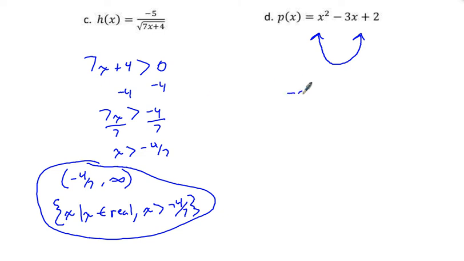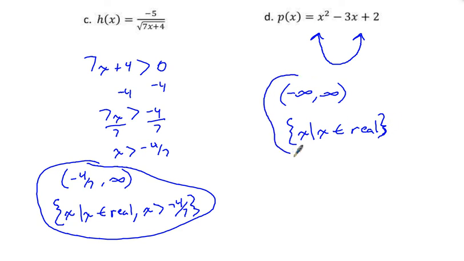Since all real numbers is the answer, they're all included as possibilities. In interval notation, it is negative infinity to positive infinity. In set builder notation, it is the set of all x such that x is an element of the real number set. And that's it. There is no further condition since all real numbers are included.